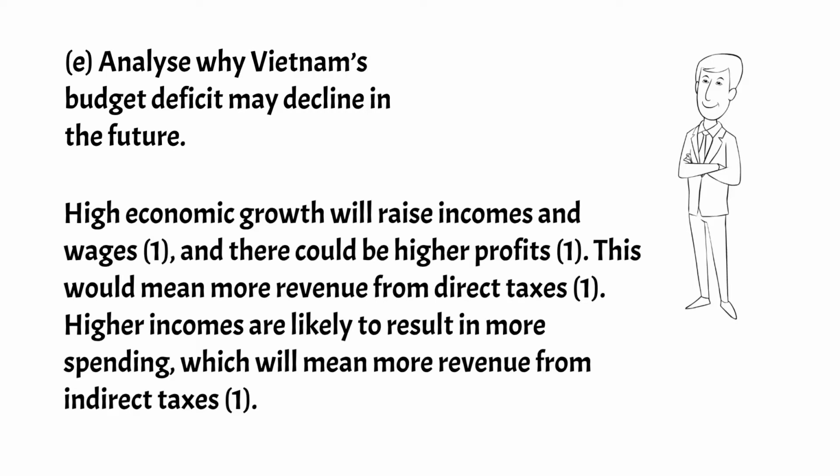An example would be: high economic growth will raise incomes and wages, and there could be higher profits. This would mean more revenue from direct taxes. Higher incomes are likely to result in more spending, which will mean more revenue from indirect taxes. I have decided to talk about tax income. A 1 is where I would award a mark.